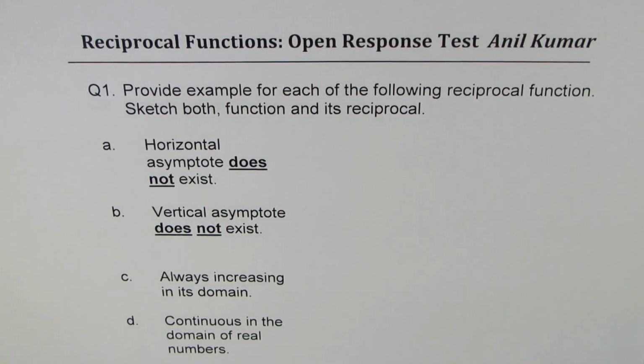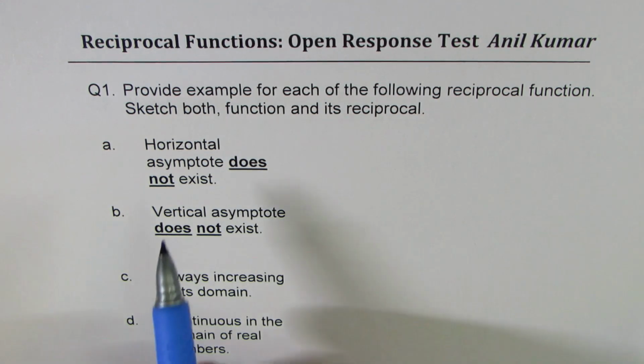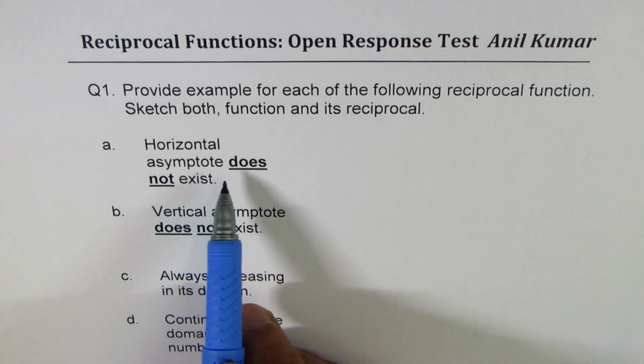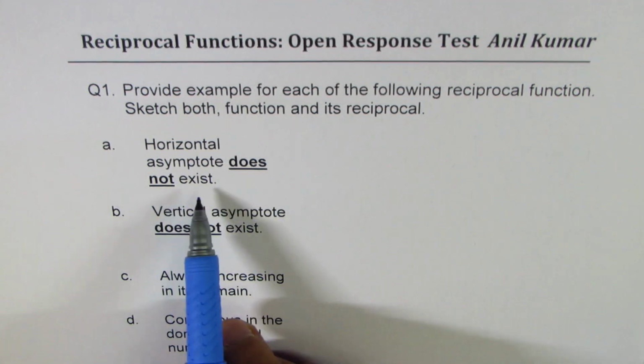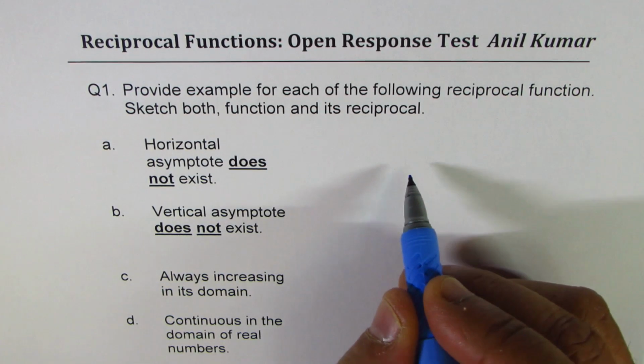Now one by one, let's look into the solutions. Question number 1. Provide an example for each of the following reciprocal functions. Sketch both the function and its reciprocal. Horizontal asymptotes do not exist. So that is the very first one.